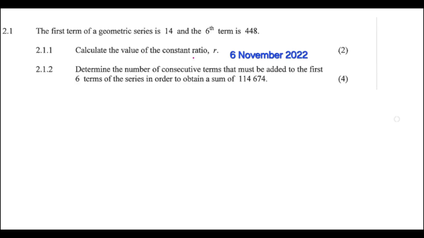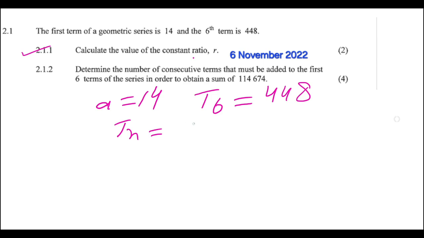This is a DBE exam question, November 2022. The first term of a geometric series is 14, and the sixth term is 448. First question, calculate the value of the constant ratio. First term given, a is equal to 14, and the T6 he says is equal to 448. I can apply here the formula for the nth term of a geometric sequence: Tn is equal to a r power n minus 1.